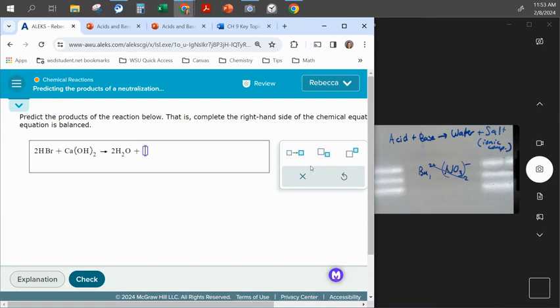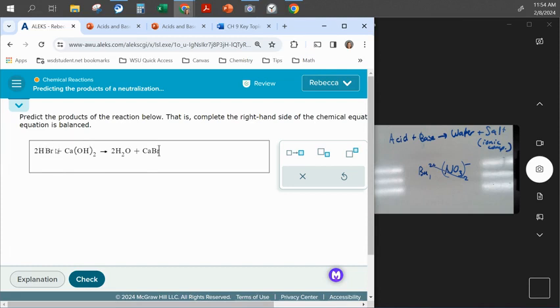And then we're also going to get the salt. So we need to figure out what that is. So we've got calcium. Calcium has to go first because it's the cation. It's first in this formula. Bromine is going to be second because it's second in this formula.